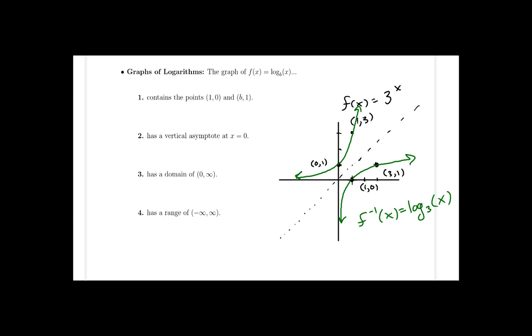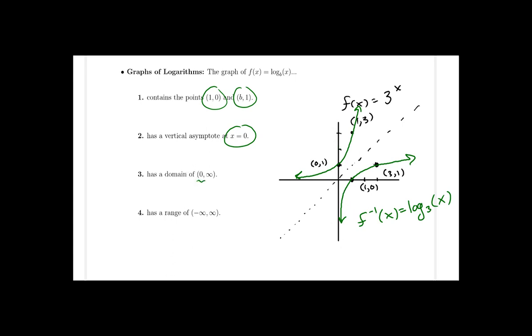All right, so notice we plotted (1, 0) and (3, 1). So that's just (1, 0) and (b, 1), whatever the base is. Those are always going to be points on the graph of f of x equals log base b of x. There's a vertical asymptote always at x equals 0.